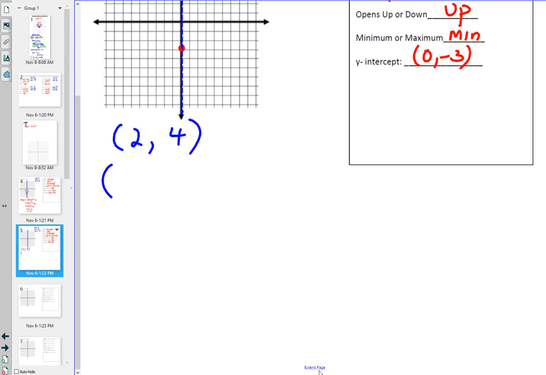What is my x there? 2. In order to find a new point, what did I say on the first page to do with the x? Add the h. What was h here? It was 0. So 2 plus 0 is 2. Done.